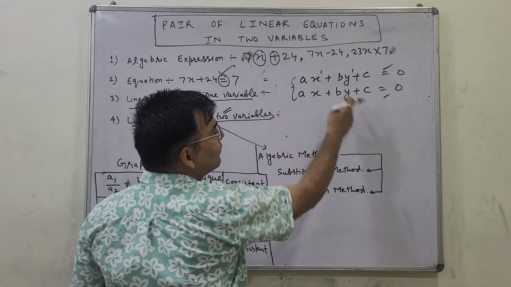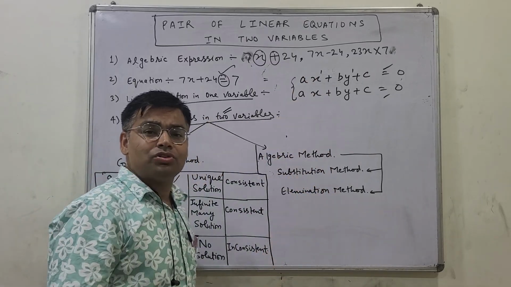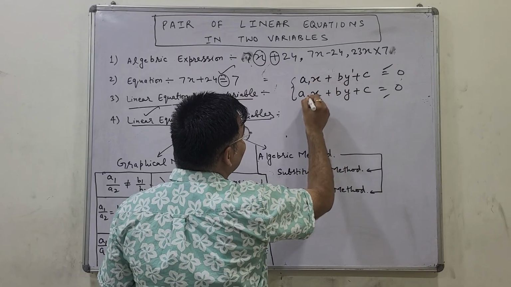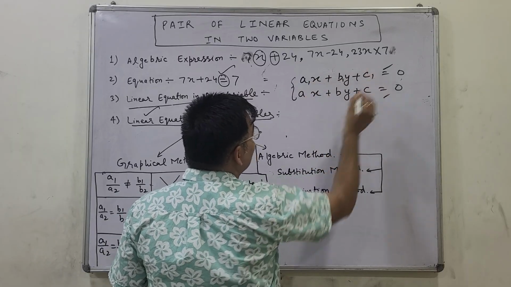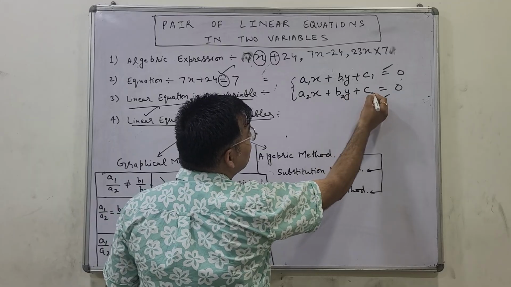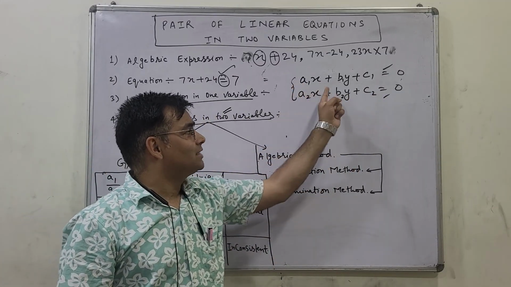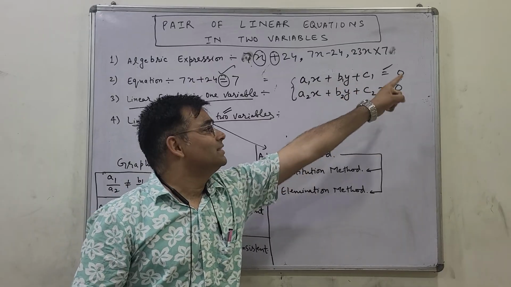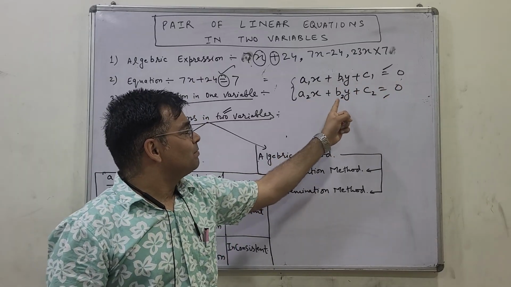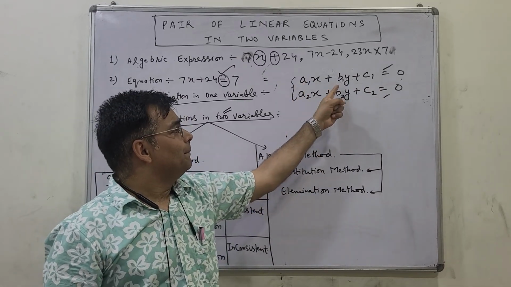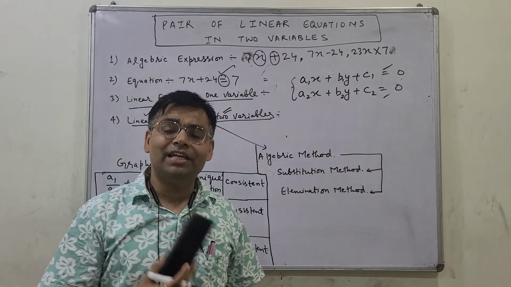But what is the difference between these two equations? These equations look to be the same. So make them different: a1, b1, c1, a2, b2, c2. These are our two equations, that is, a1x plus b1y plus c1 is equal to 0, and a2x plus b2y plus c2 is equal to 0, where a, b and c are any integers.